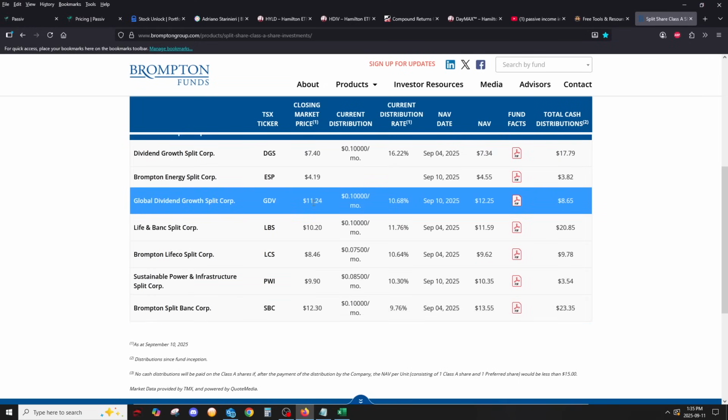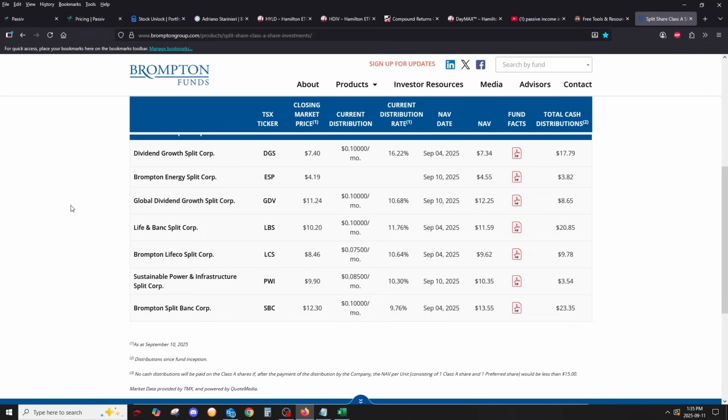GDV has a smaller one now, about 6%, 7%. By the way, if you're interested to know, every week I do a weekly opportunity report where I report on the Brompton and Middlefield split funds to tell you what are the discount or premiums to NAV.